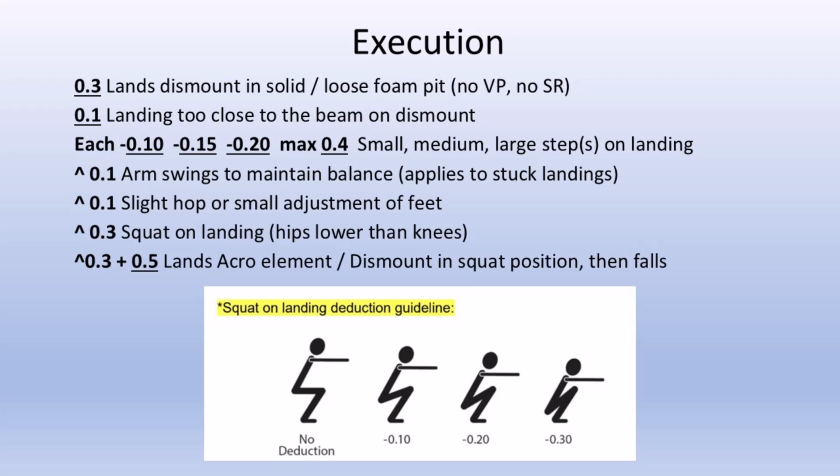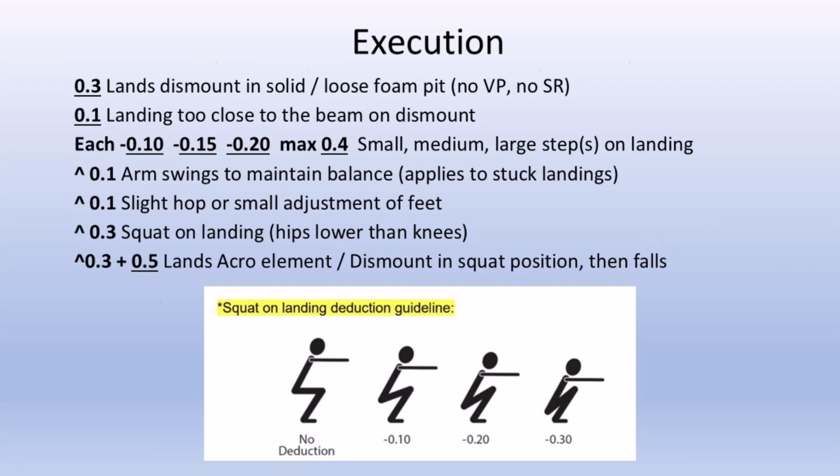Up to 0.1 for arm swings to maintain balance. That applies also to stuck landings. And no matter how many times she swings her arms, it's up to 0.1. Up to 0.3 for squat on the landing. If you look at the diagram below where she has her hips and knees at horizontal, that is no deduction. We consider that a safe landing. And then as she goes farther with her hips going closer and closer to her heels, you have 0.1, 0.2, up to 0.3 in the squat on the landing. If she falls after the squat, remember to add 0.5 for the landing deduction of the fall in addition to the squat.